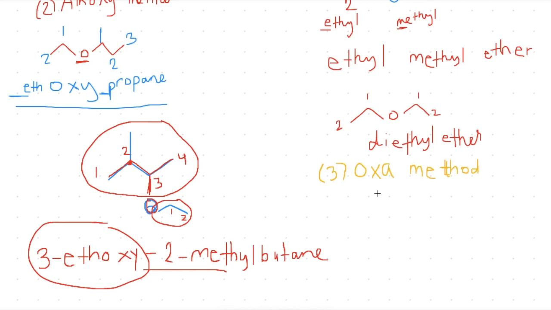The third method to name ethers is called the oxa method. In this method, we count all of the atoms in our chain, including any carbons and hydrogens, and count across for the longest chain. This would be a 5-atom chain. We number the location of the oxygen and put an oxa next to it, kind of like a fused substituent. And then we name the main chain as if it was a 5-carbon chain, which is pent for 5 carbons, ane. We name it as an alkane. 3-oxapentane.